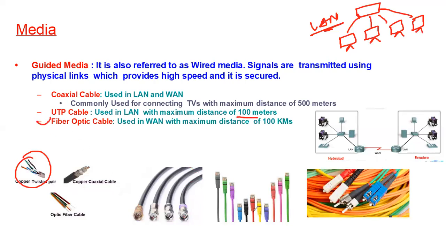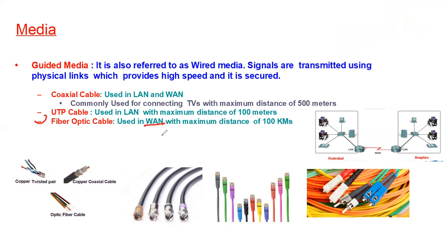Then we have the fiber optic cables. Fiber optic cables are used in WAN with a maximum distance of 100 kilometers. In this example, we have two different LANs, Hyderabad and Bangalore. If you want to connect these two different LANs, you will use the WAN link. In this WAN link, you will use the fiber optic cables. Fiber optic cables are used to connect two different LANs over a great geographical distance, or for WAN connectivity, you can say.